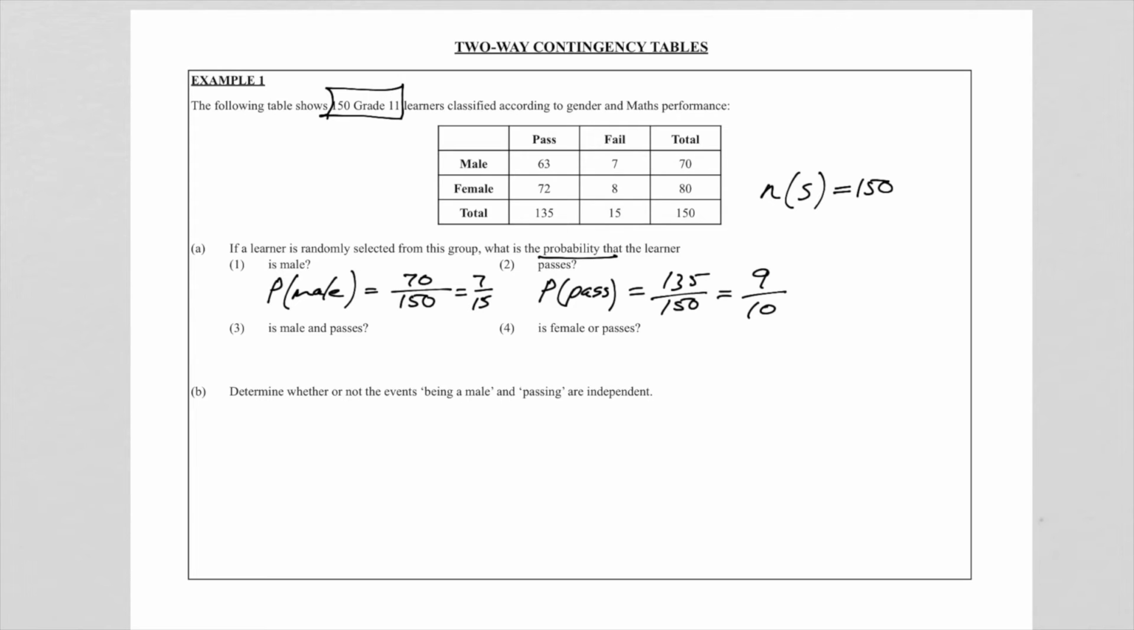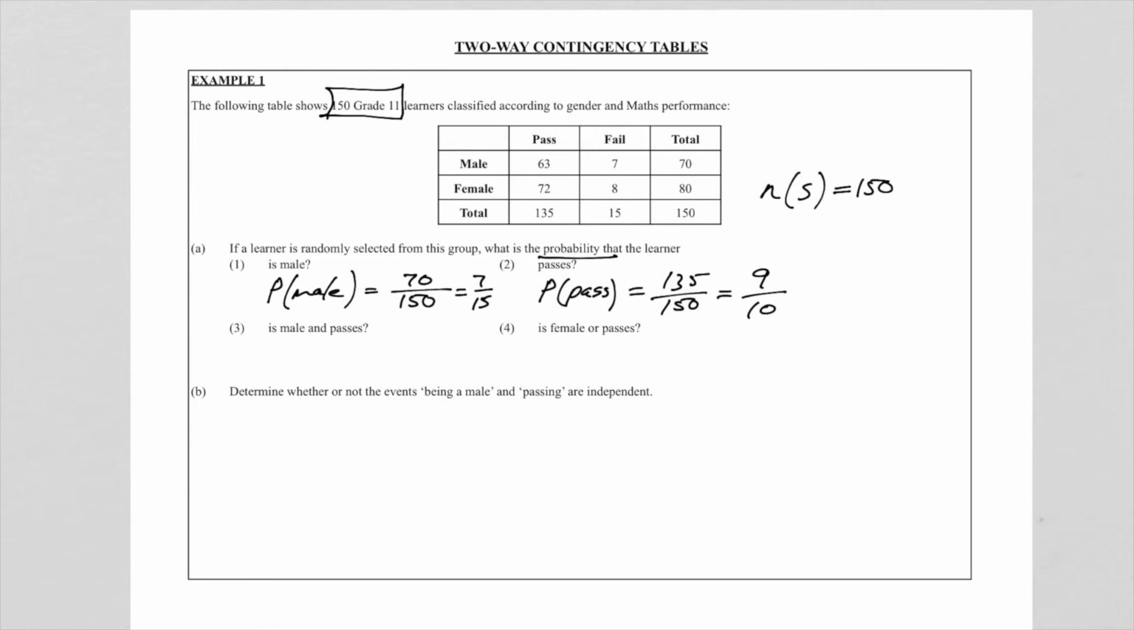As you can see, when they ask you for one event to happen, it's quite easy. If it's about the gender, then we look at those totals. If it's about pass or fail, it's about these totals. But what we are after is exactly the next question, where they ask you, what is the probability that a learner is male and passes? Now you have two events here. Horizontally, we're going to look at male. Vertically, we're going to look at pass.